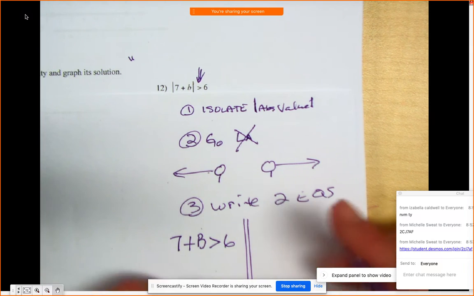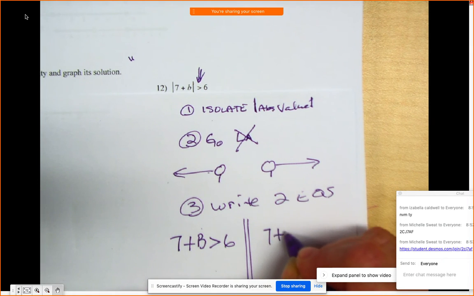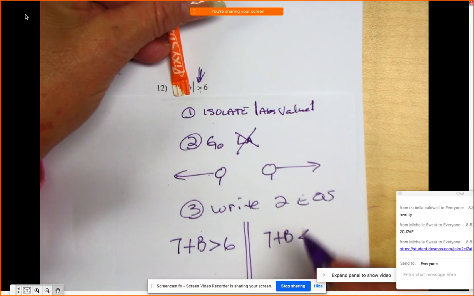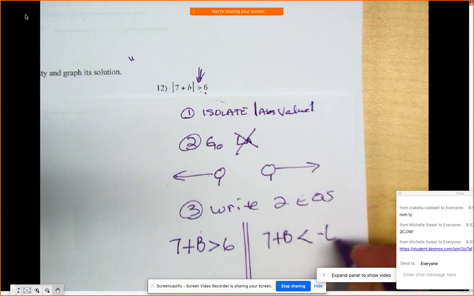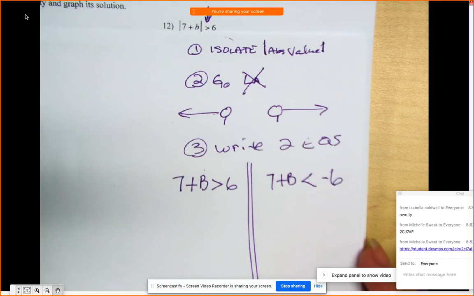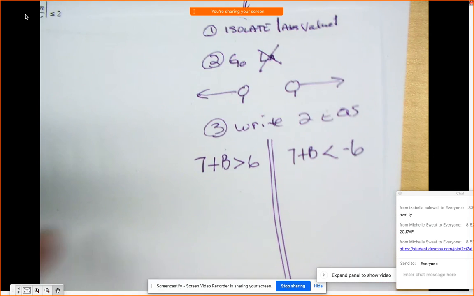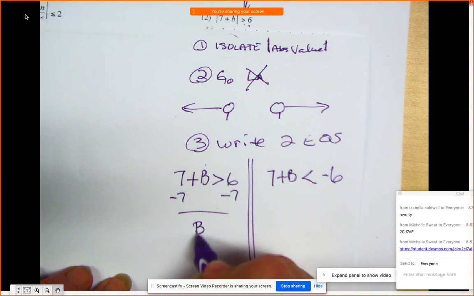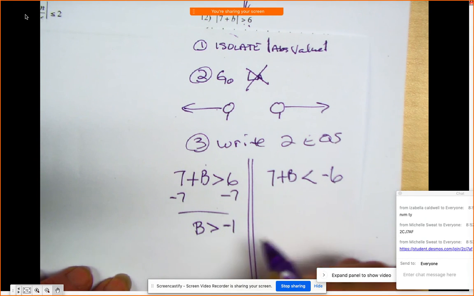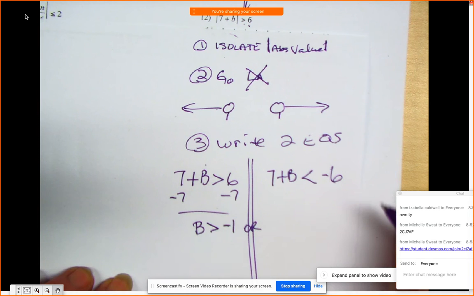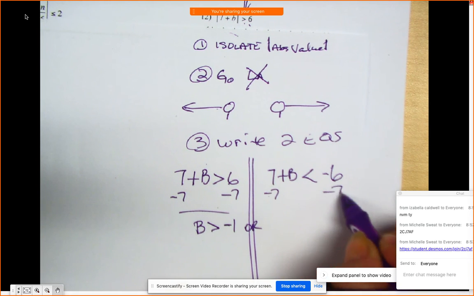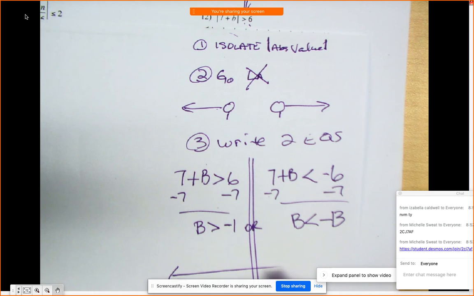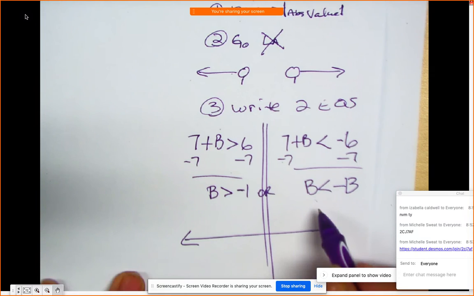The second one, you write exactly what you see inside the absolute value. Then you flip everything else. You flip that to a less than, and the 6 becomes a negative 6. I solve both of these. I go ahead and subtract 7, and I get b is greater than negative 1, or subtract 7, b is less than negative 13.